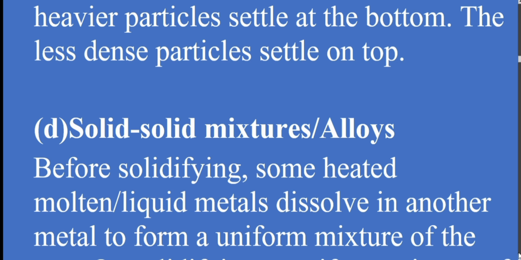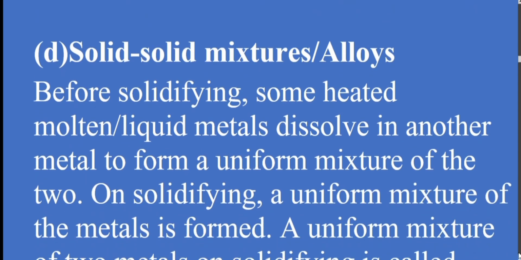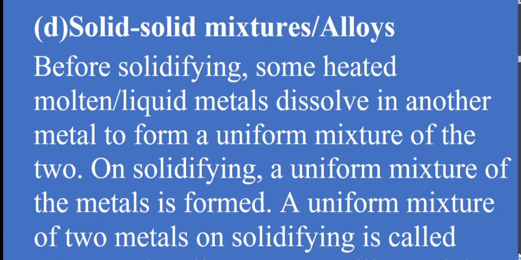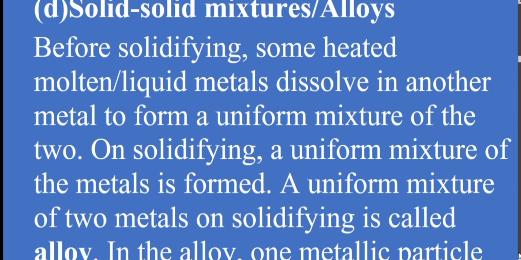So before solidifying, heated molten or liquid metals dissolve in one another to form a uniform mixture of the two. And on solidifying, a uniform mixture of the metals is formed. So a uniform mixture of the two metals on solidifying is called an alloy.